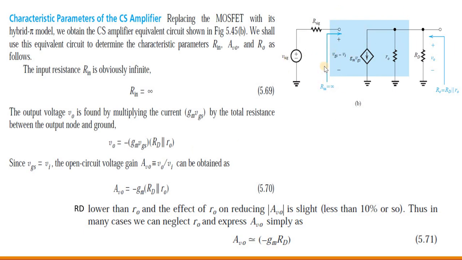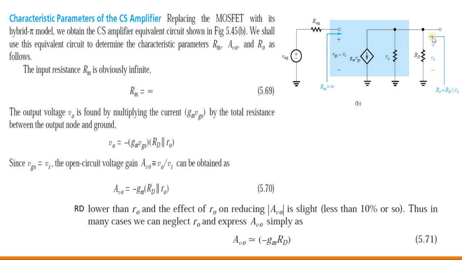R in, the input resistance, is infinite, as we have got to know. Ideally it will be infinite. Next, the output voltage is found by multiplying the current gm into VGS by the total resistance between the output node and the ground.